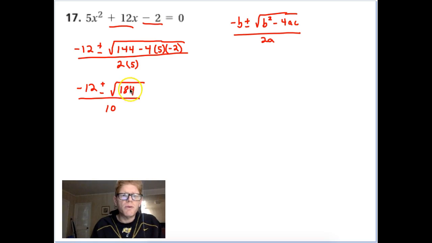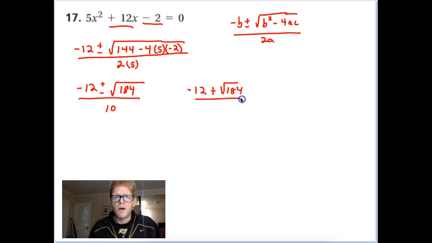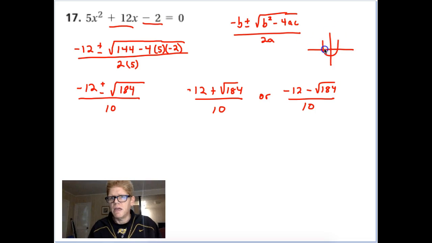Now, when we look at our square root here, we can see that this is not a perfect square. In some problems, it's going to be fine just to leave it here at negative 12 plus or minus the square root of 184 over 10. That's fine. In other problems, we'll be required to write this as a decimal answer. So let's go ahead and punch the rest of it in our calculator. Our two possibilities are negative 12 plus the square root of 184 over 10, and the other alternative is negative 12 minus the square root of 184 over 10. Either one of these will be a solution to our parabola where it intersects the x-axis.